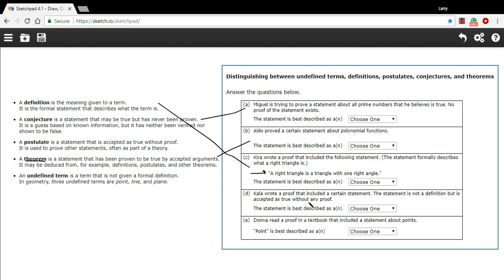All right, D says Kayla wrote a proof that included a certain statement. The statement is not a definition, but is accepted as true without any proof, and those are those things called postulates. When you accept something as true without having to prove it, that's a postulate. And finally, Donna read a proof in a textbook that included a statement about points. Point is best described as what? And that is the undefined term. You're looking for point, line, or plane to pop up there. Those are the undefined terms. So that's a little bit of work with these terms from geometry.